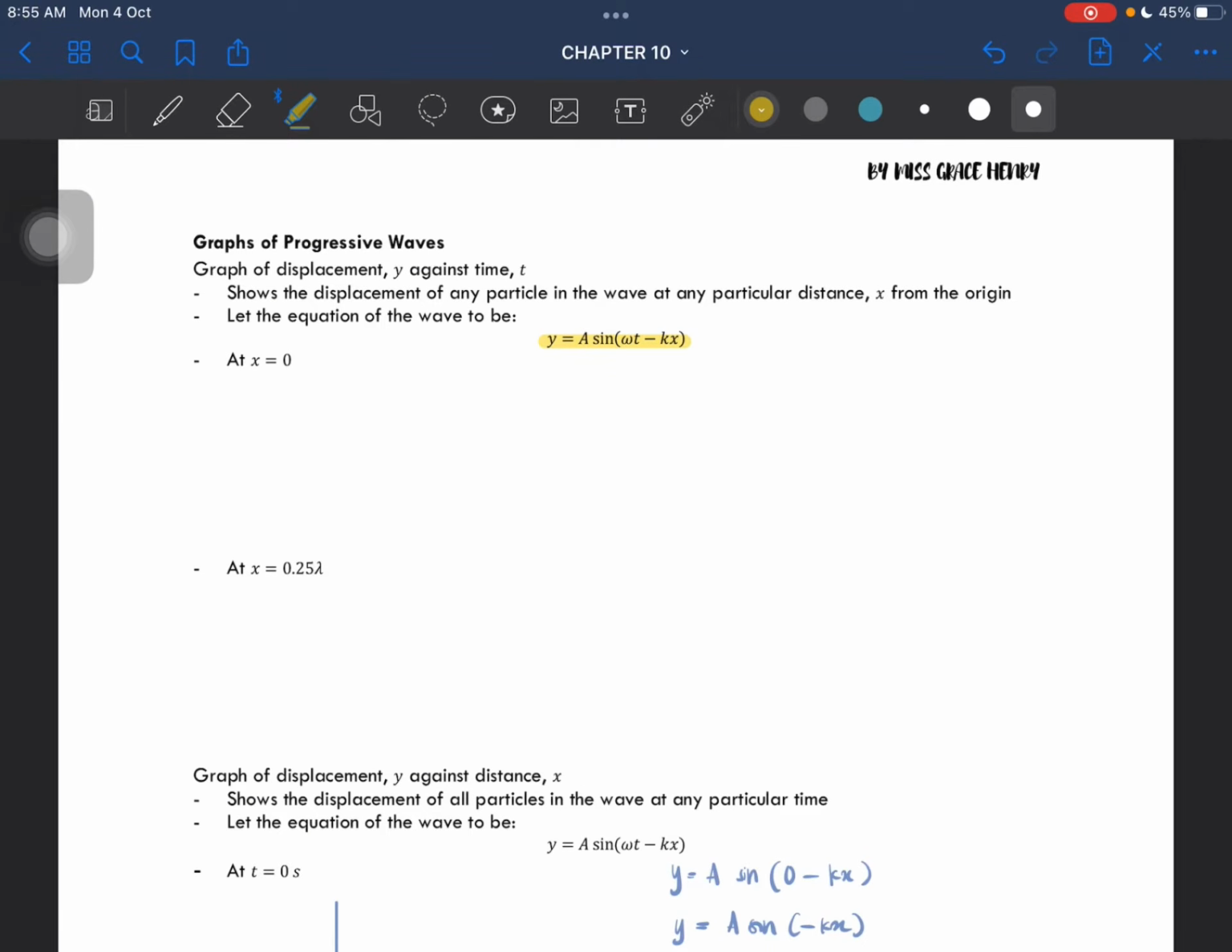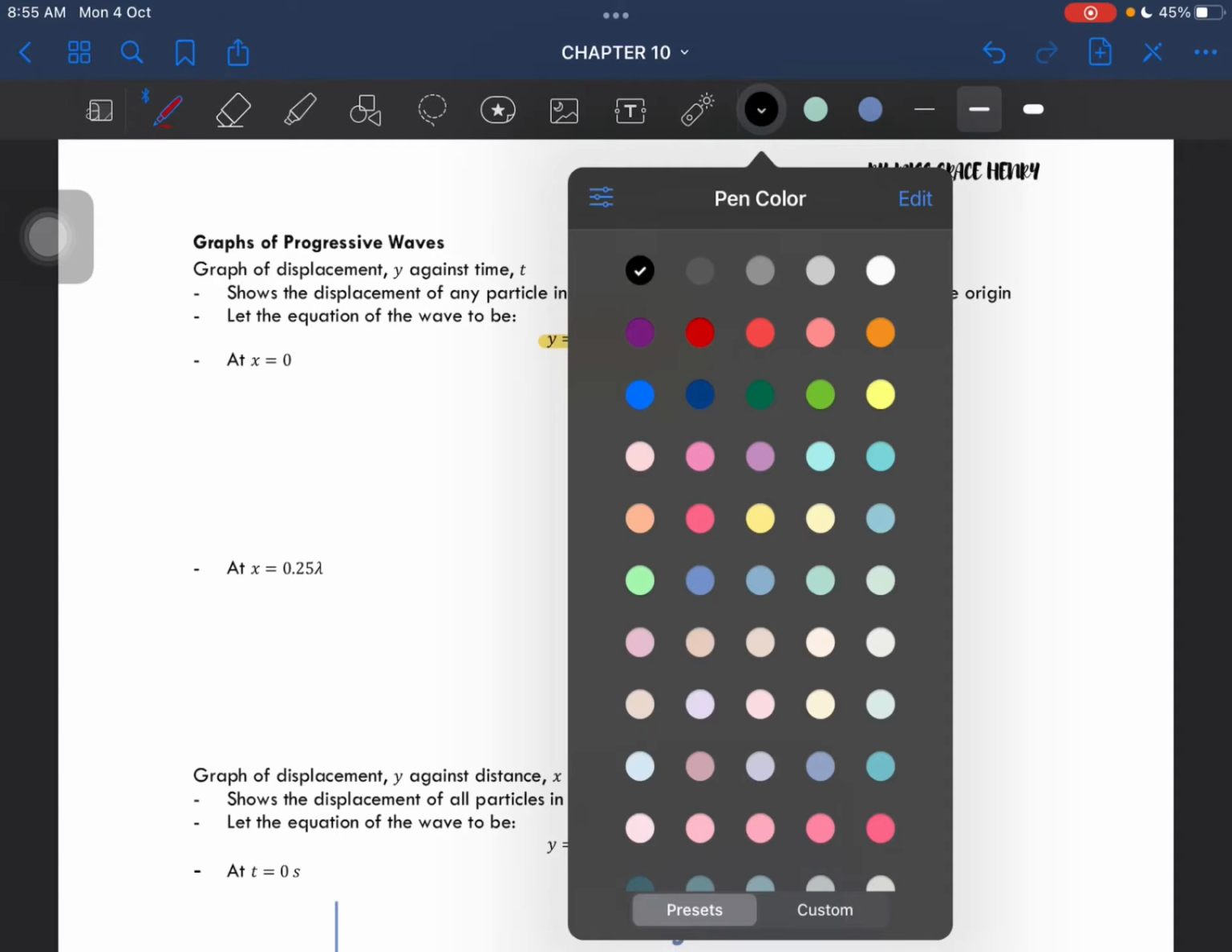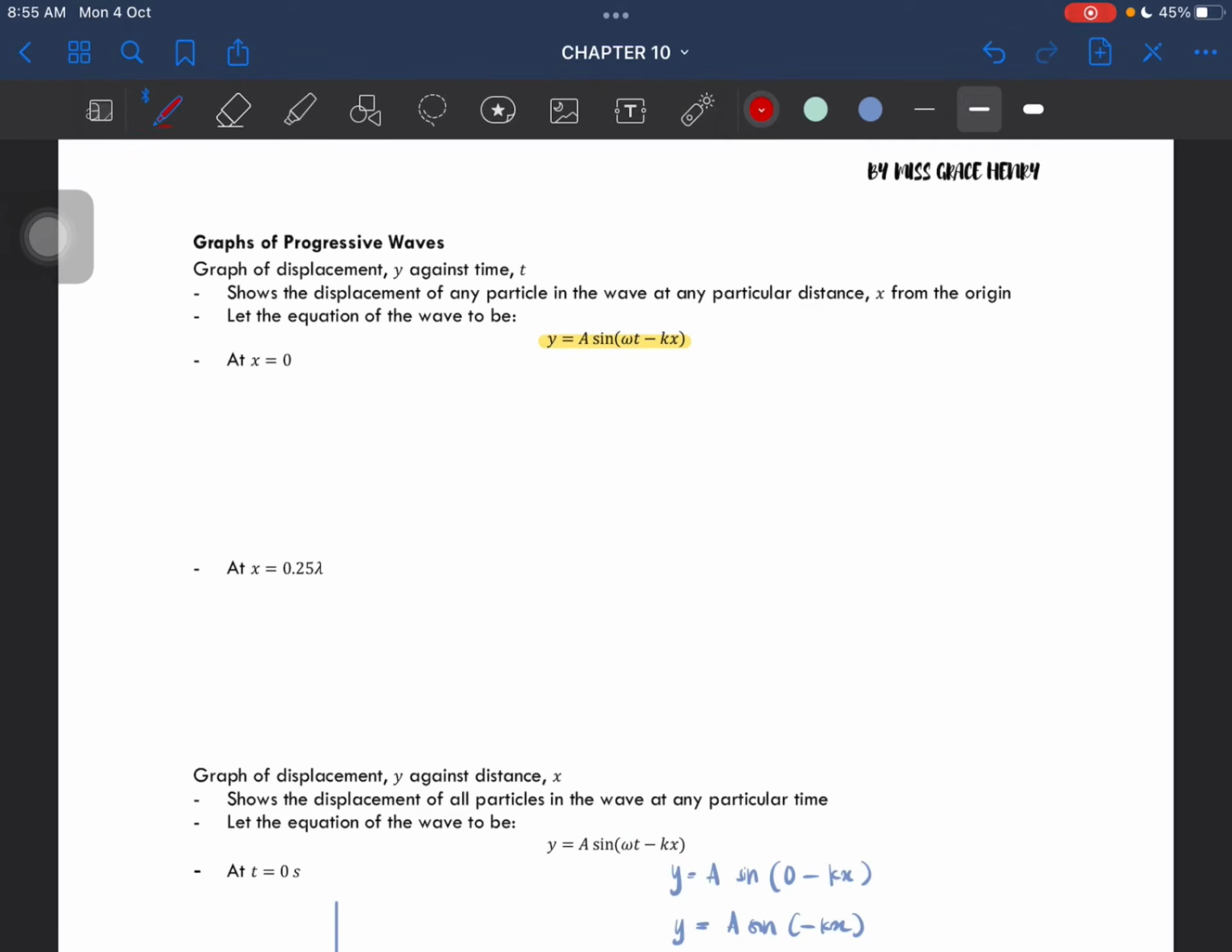Okay, so we are going to start by letting x equal to 0. If we let x equal to 0, we get the equation left to be a sine omega t. The sine is telling us the shape of the graph. So we can start by drawing the axis first. So this is y, this is against time.